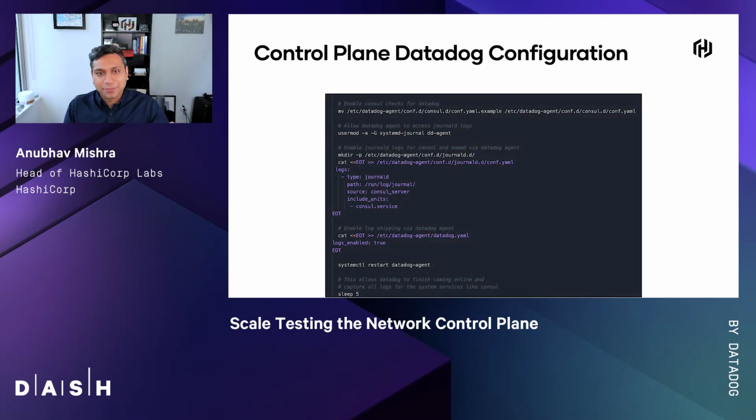So here's a snapshot of the cloud init data for the console servers. So as you can see, we're just moving a file to enable the console check, then allowing Datadog agent to access journald, then enable journald logs for console. The console service enable log shipping via Datadog as well, and then restart the agent.